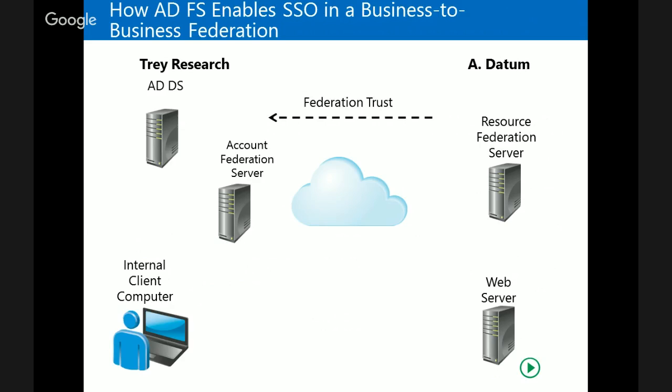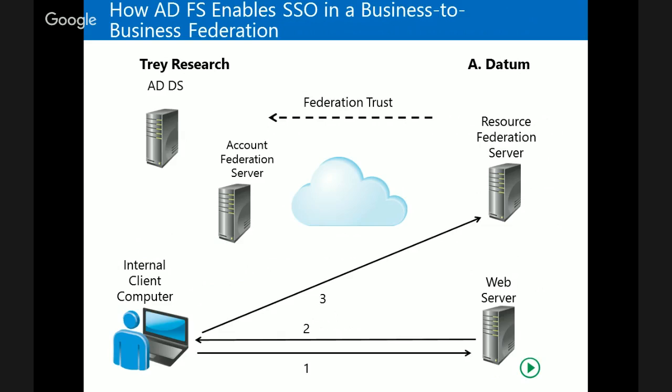So what do I want to do? I don't really want on A. Datum's web server to create a user account and group or something for the internal client at Trey Research. I don't want to manage that. Trey Research manages the users and groups and all that stuff. So the internal client, hi, web server, I'd like to get your content. Web server says, whoa, who are you?